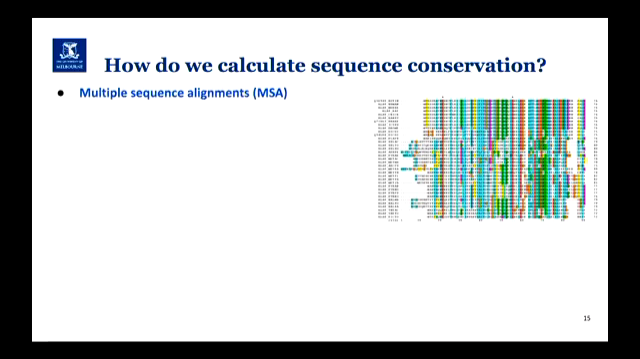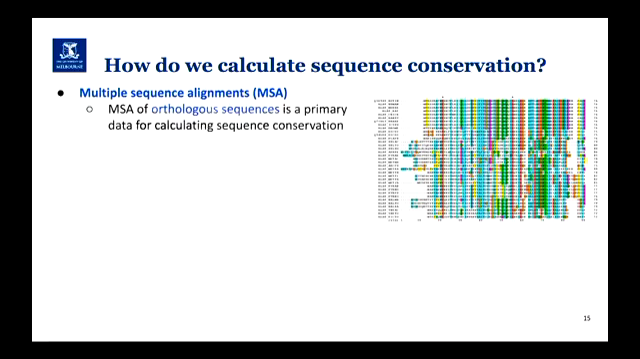So how do we calculate sequence conservation? It starts with multiple sequence alignments. It will be a multiple sequence alignment of orthologous sequences. What are orthologs? Is it clear what a homolog is? What's a homolog? A protein with the same ancestor. What's an ortholog?